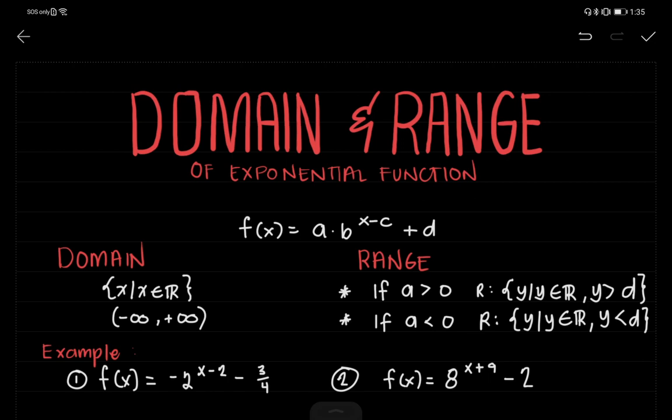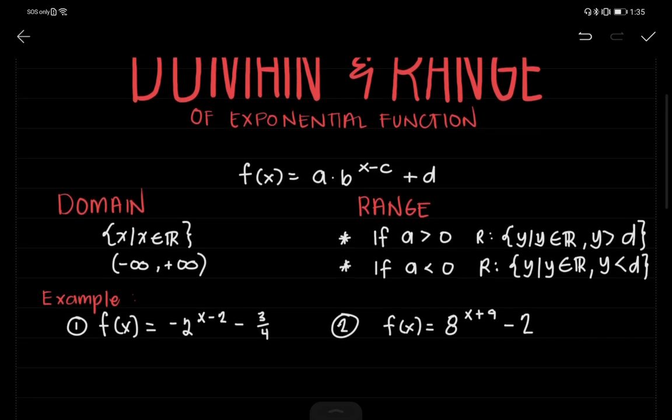So ano po ba ang brief background about exponential function? Pag sinabi natin exponential function guys, ito yung function na kung saan sa ating exponent ay mayroon tayong variable. Just like for this one in example number 1. So we have here f of x is equal to negative 2 raised to x minus 2 minus 3/4. So this is an example of the exponential function kasi sa ating exponent mayroon tayong variable which is yung x.